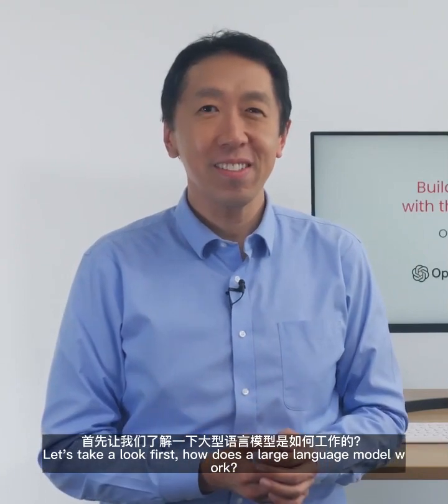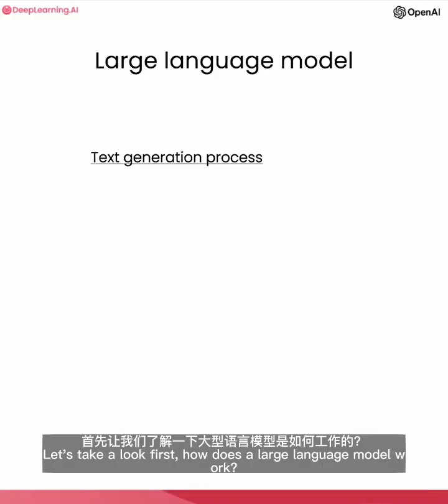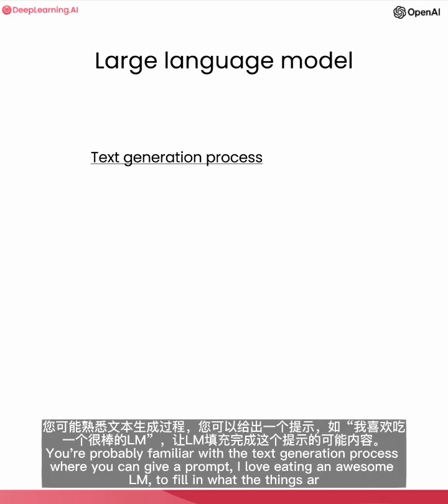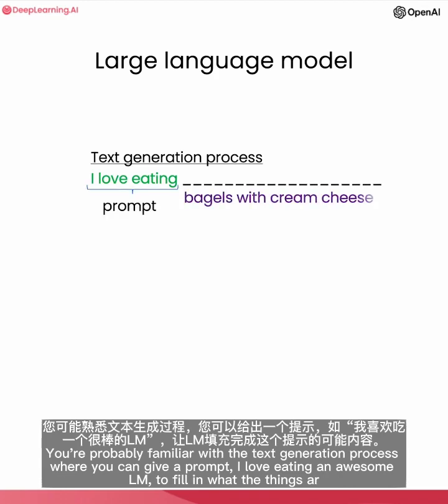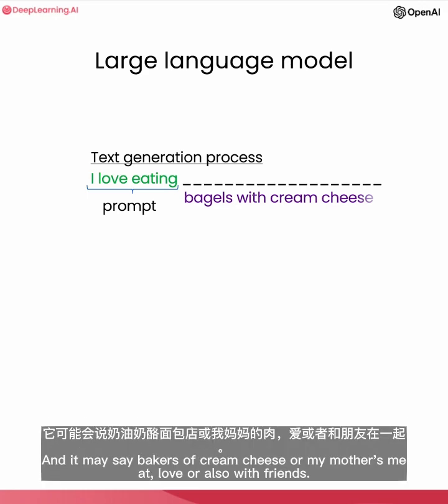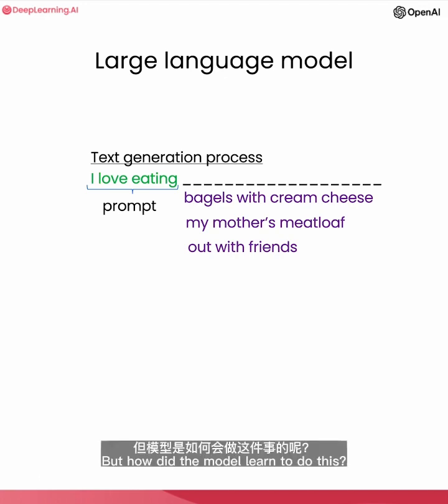Let's take a look. First, how does a large language model work? You're probably familiar with the text generation process where you can give a prompt, "I love eating," and ask an LLM to fill in what the likely completions are given this prompt. And it may say bagels with cream cheese, or my mother's meatloaf, or out with friends. But how did the model learn to do this?